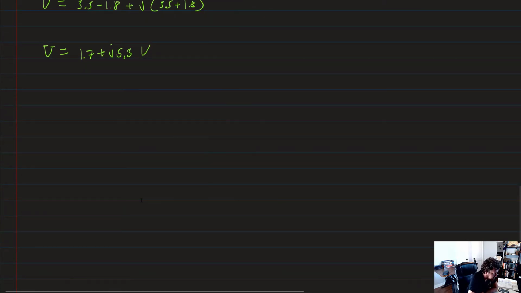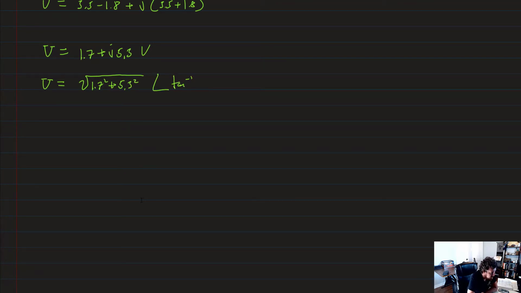So one last step here, we'll say that V is equal to, remember the amplitude is just the square root of the sum of the squares, the square root of 1.7 squared plus 5.3 squared, at an angle of the inverse tangent of the imaginary component 5.3 over the real component 1.7. So that'll give us, after all of that mess, a final answer. V is equal to 5.6 at an angle of 72 degrees, and that is in volts.